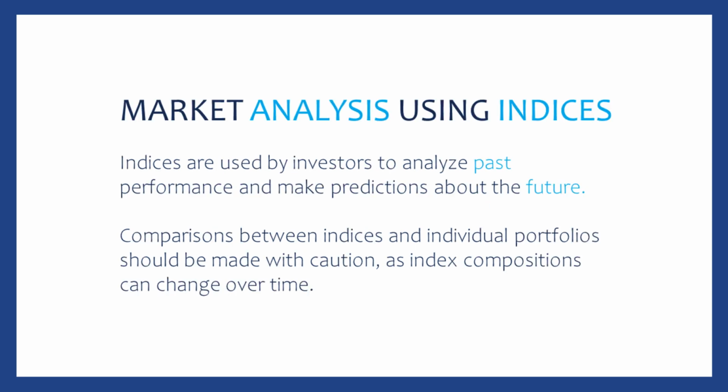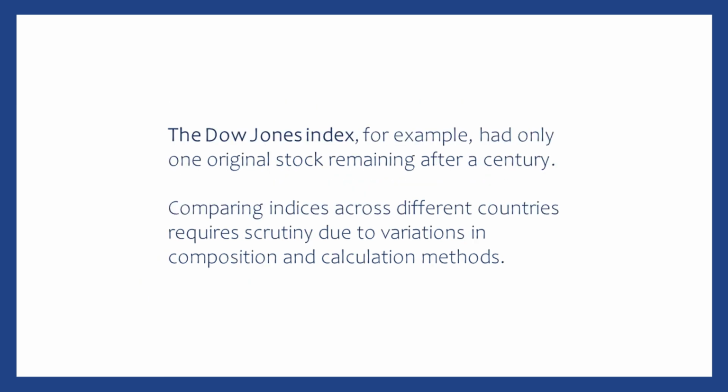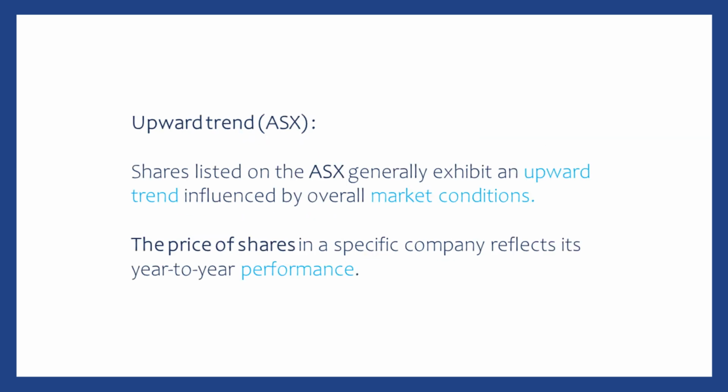Share market analysis using indices. Share market indices are used by investors to analyze past performance and make predictions about the future. Comparisons between indices and individual portfolios should be made with caution, as index compositions can change over time. The Dow Jones Index, for example, had only one original stock remaining after a century. Comparing indices across different countries requires scrutiny due to variations in composition and calculation methods.